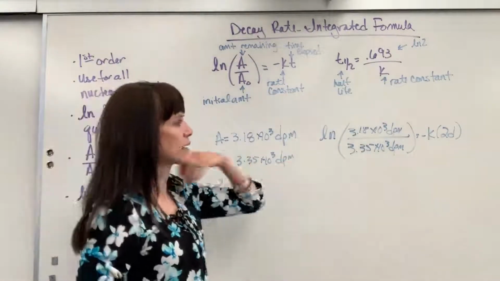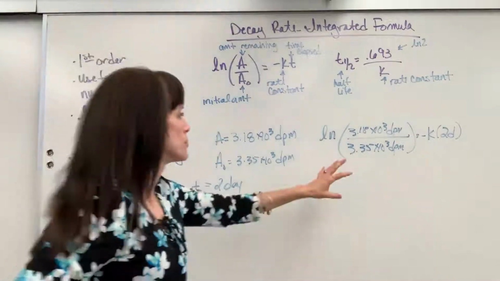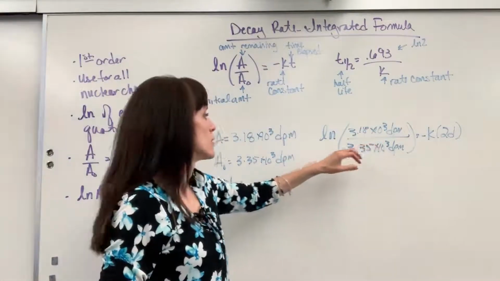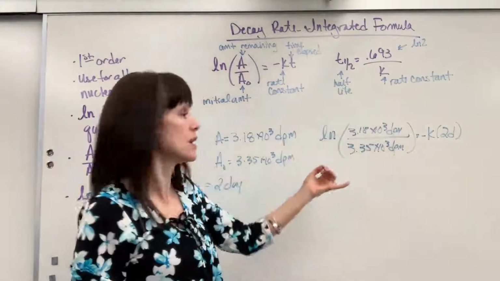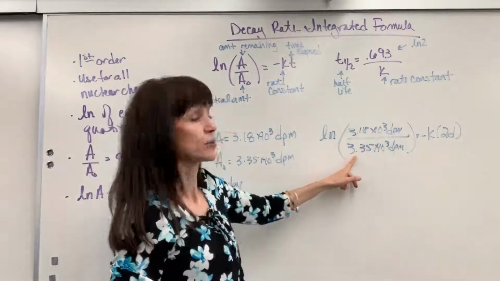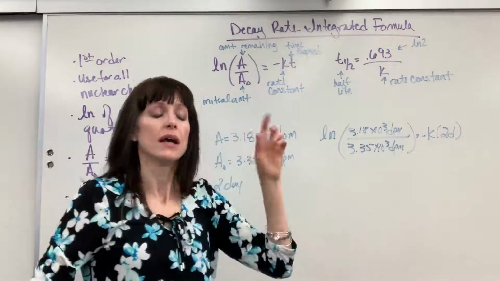So when I put this in my calculator, and be really careful, you have to put the quotient in your calculator. So I do natural log parenthesis 3.18 times 10 to the 3 divided by 3.35 times 10 to the 3, and parenthesis.